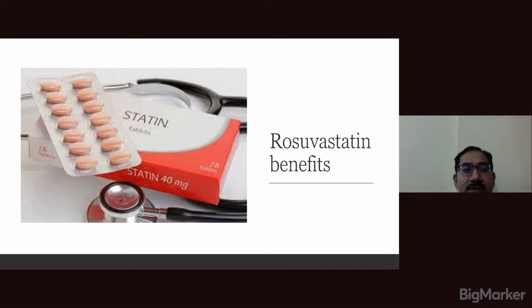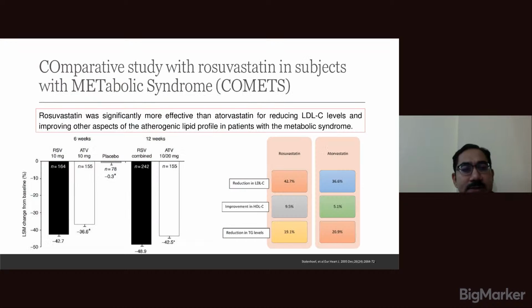So, what are the benefits of rosuvastatin as compared to other statins in managing atherogenic dyslipidemia in these kinds of patients? Various trials have been conducted, and one of the trials is COMET, where rosuvastatin was found to be significantly more effective than atorvastatin in reducing LDL cholesterol levels and also increasing HDL cholesterol levels, as we can see from this chart.